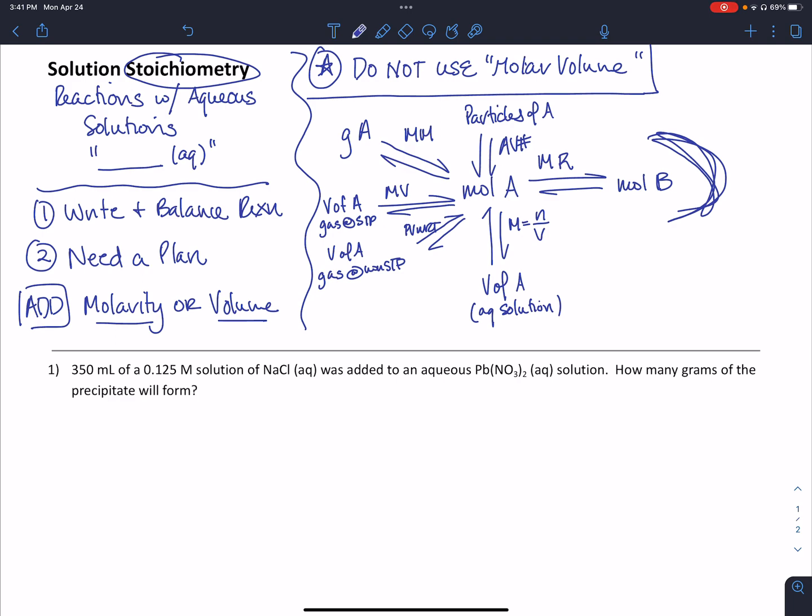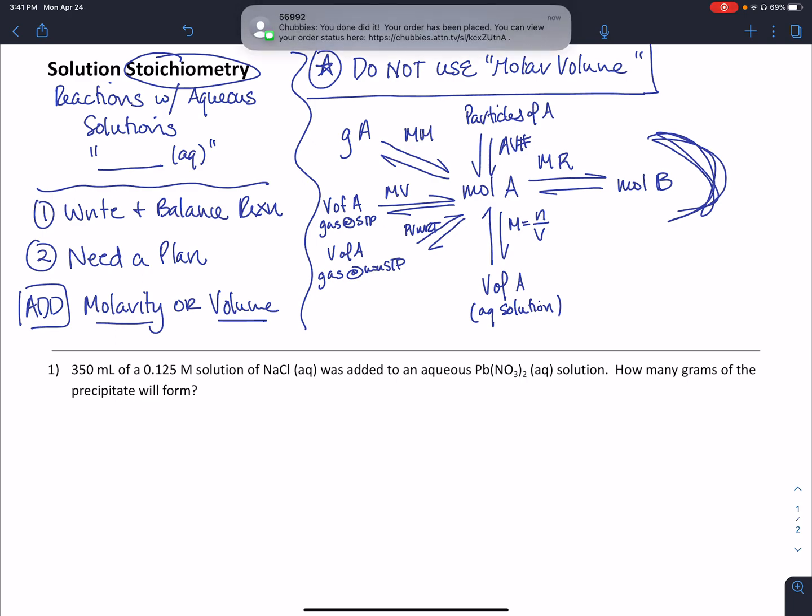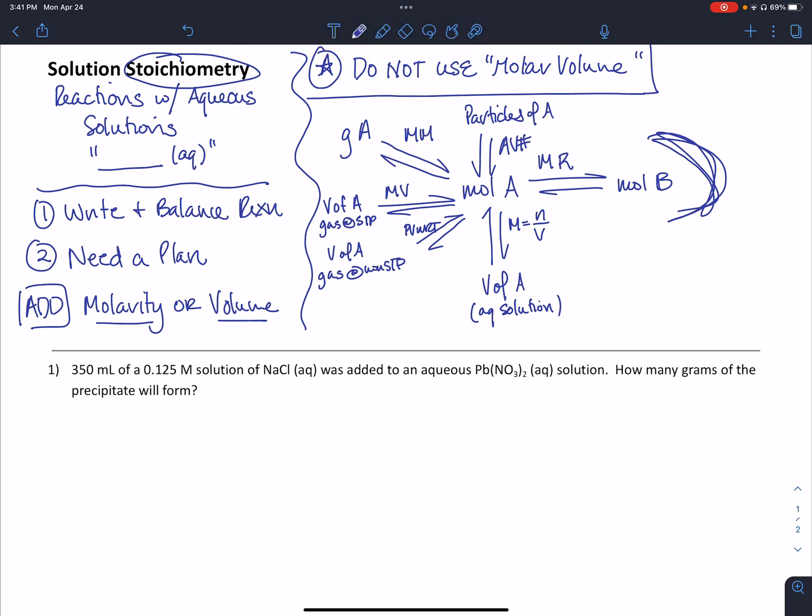There are a couple different ways to run these problems. You can use molarity as a conversion factor, and I'll show you that way. Or you can utilize the formula for molarity and solve for either the volume or the moles. If you solve for the moles, that tends to be at the beginning of a problem. You'll use it in the stoichiometry and finish it up. If you're solving for volume, that tends to occur at the end of the problem.